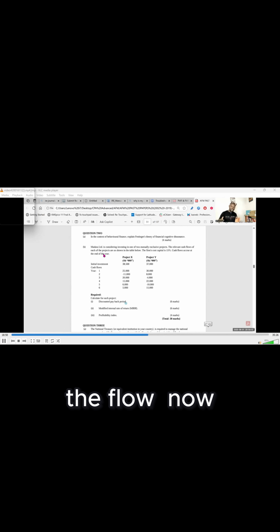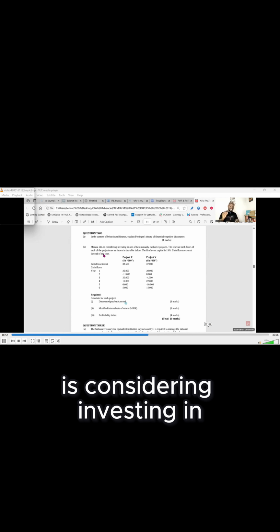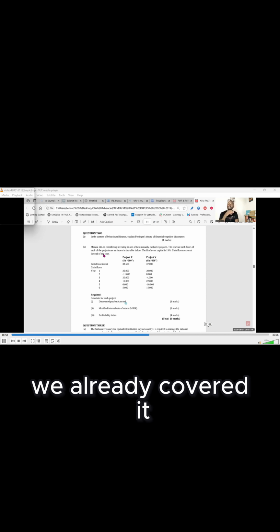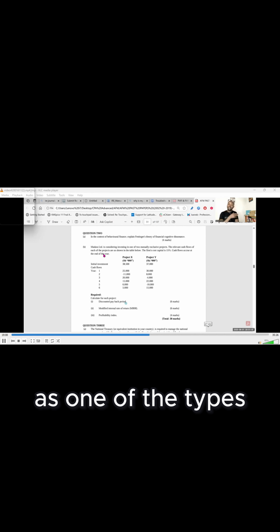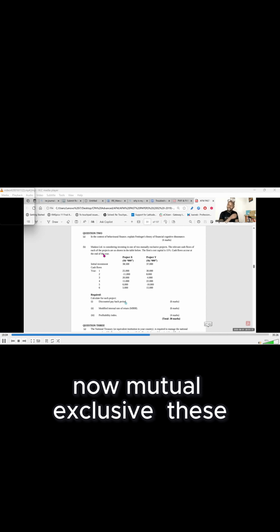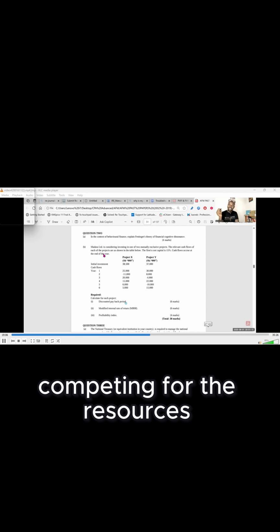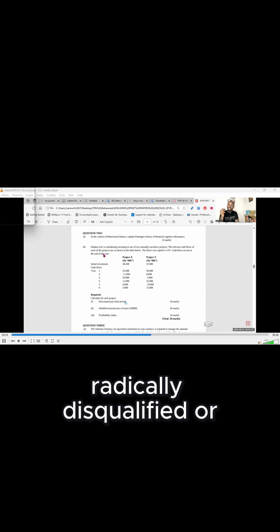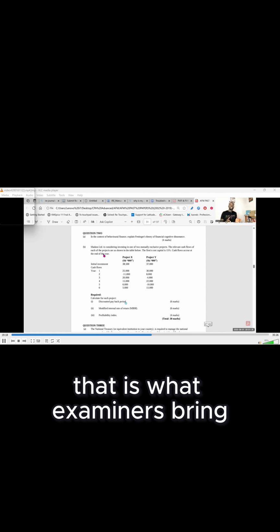Now, Madara Limited is considering investing in one of the 2 mutually exclusive projects. Full stop. Now, when we mention mutually exclusive projects, we already covered it as one of the types of capital budgeting projects. Mutually exclusive projects are projects that are competing for the resources. These are projects that serve the same purpose. When you decide to invest in one, the other one is automatically disqualified or abandoned. Now, that is what the examiner is bringing on board.